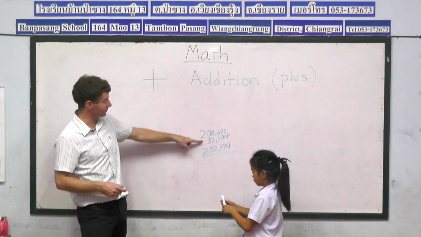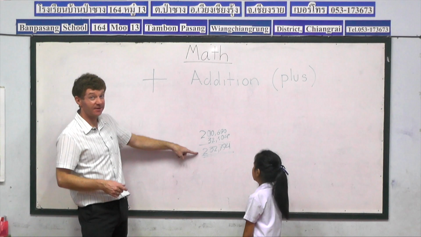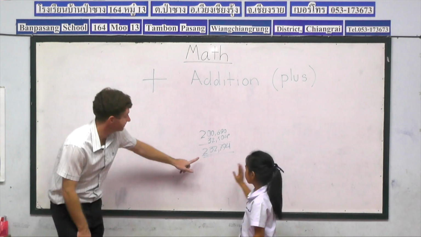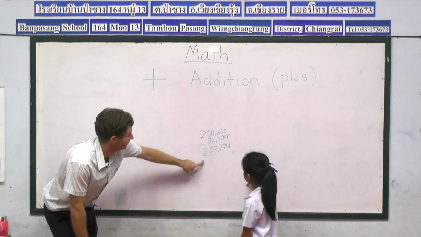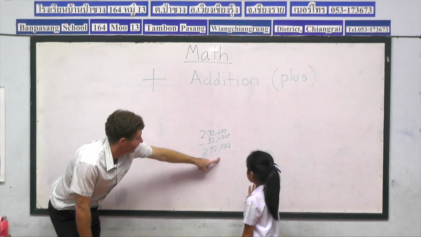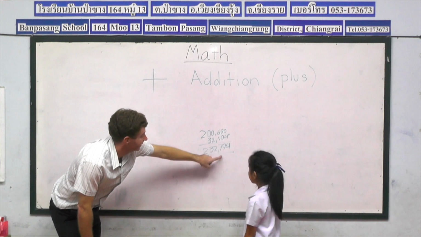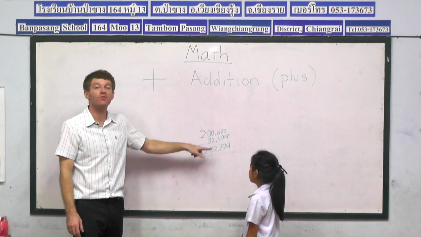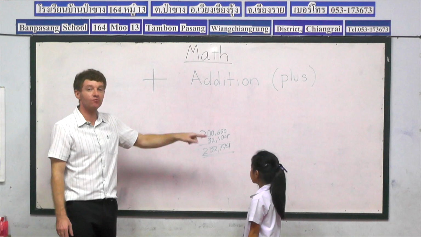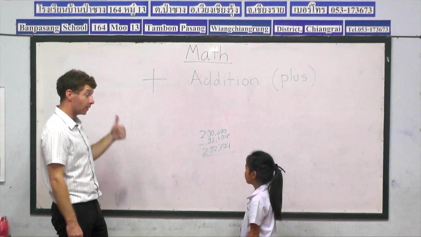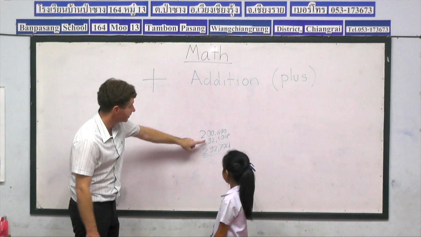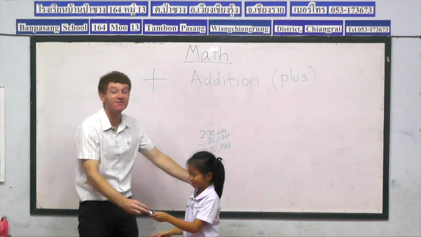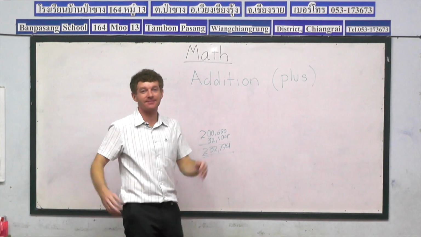So 2 plus nothing equals 2. It's the same as 2 plus 0. Prel, what's our answer, please? 232,794. Excellent. 232,794. Prel, that was brilliant and very well done about the correct place value. High five. Big round of applause for Prel, guys.